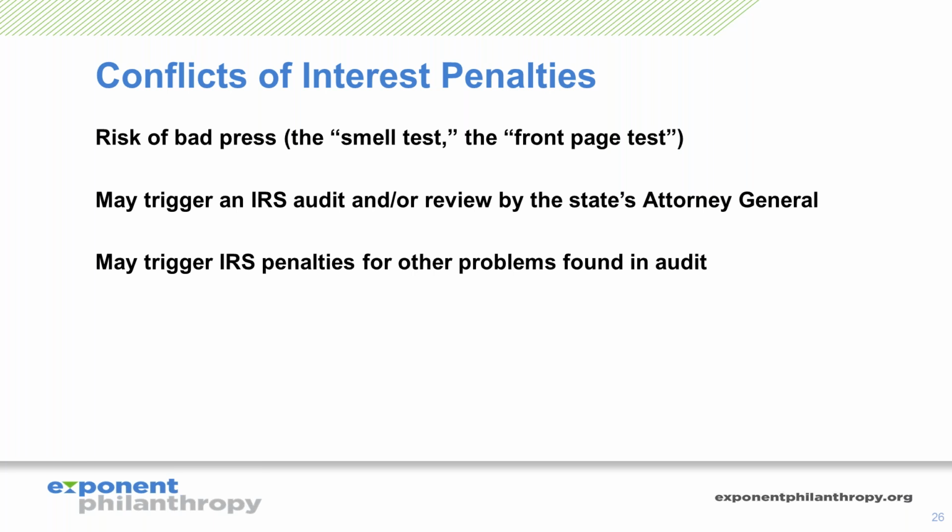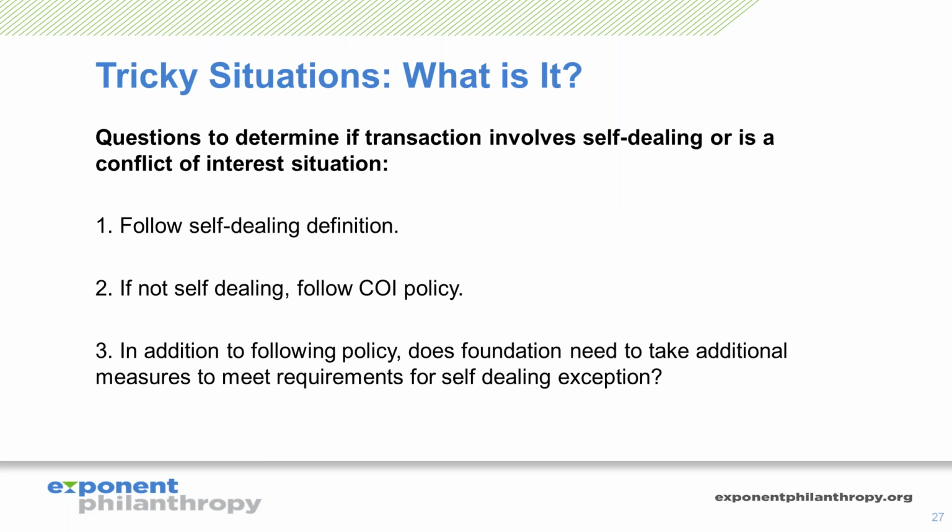Again, a conflict of interest may still trigger penalties from the IRS if there are other problems found during an audit. And the state attorney general has very broad powers to remedy a conflict of interest violation, usually in cases that are egregious and where there really is financial self-dealing, a financial benefit that's happening. The state attorney general even has the power to remove board members from the board of a foundation.